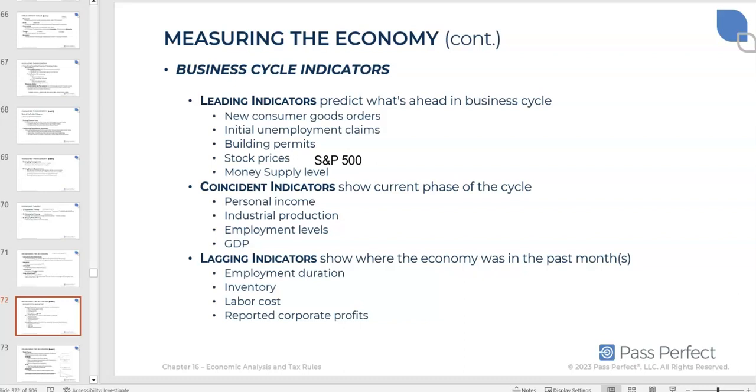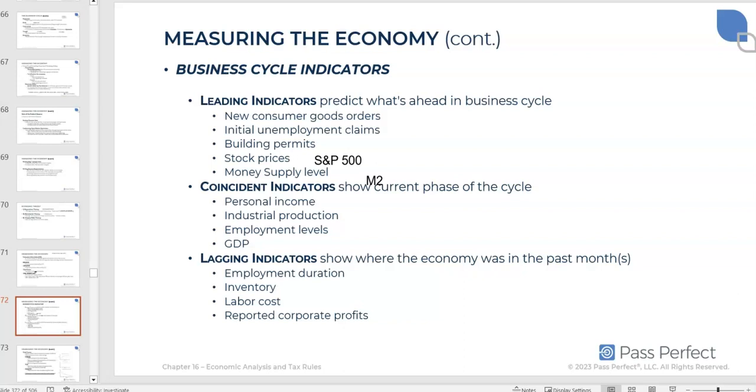The money supply is measured by what's called M2, in case they ever ask you that. M2 is basically how much money is in circulation. If there's a lot of money in circulation, that can cause a pickup in the economy, but we have to be cautious that at some point it could start to create an inflationary cycle. So the leading indicators show where things seem to be heading.